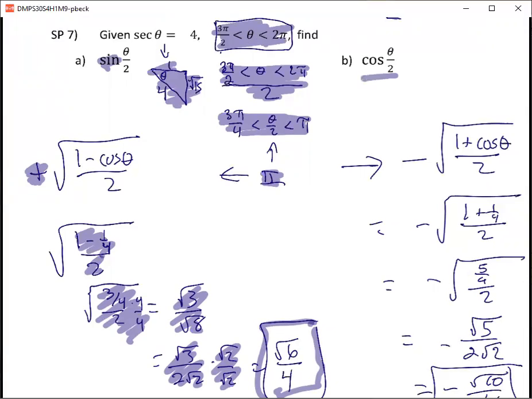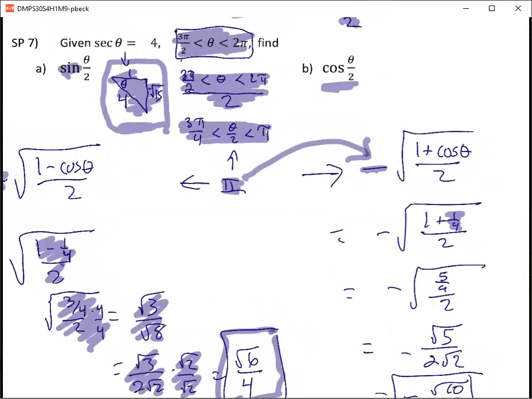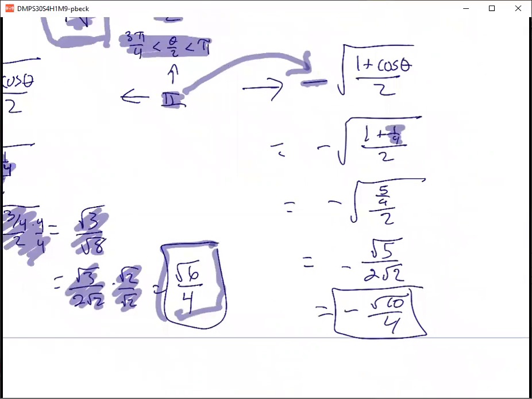For part B, I want the cosine of theta over 2. And once again, theta over 2 is in quadrant 2. Cosine is negative, so I want the negative square root. 1 plus cosine over 2. Let's go ahead and fill in that cosine of theta is 1/4. Now, how do we know cosine of theta is 1/4? I kind of talked over drawing the triangle. Now, we could also say if the secant of theta is 4, the cosine of theta is 1/4 because it's the reciprocal. So with that said, do the arithmetic to get to our final answer.